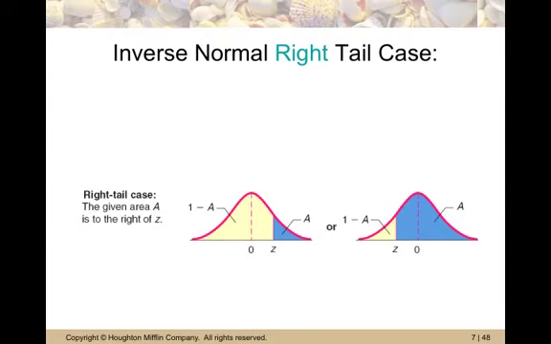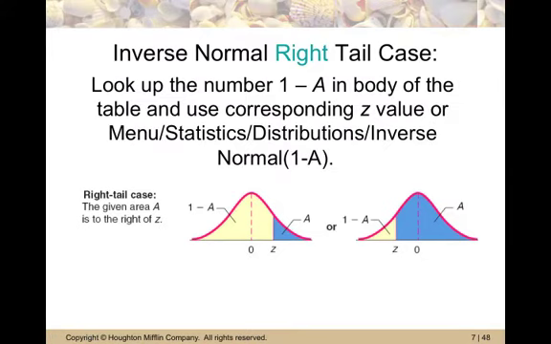For the right tail case, we're going to have to utilize the fact that everything in the table is left tail, and the calculator is going to give you the cutoff for the left tail. So if you're interested in the top 10%, you're going to have to do 1 minus 0.1 for 10% and get 0.9. So the cutoff score for the top 10% is the same thing as the cutoff score for the bottom 90%. So you're going to look up the number 1 minus A in the body of the table and use the corresponding z-value, or do menu, statistics, distribution, inverse normal, and do 1 minus A.